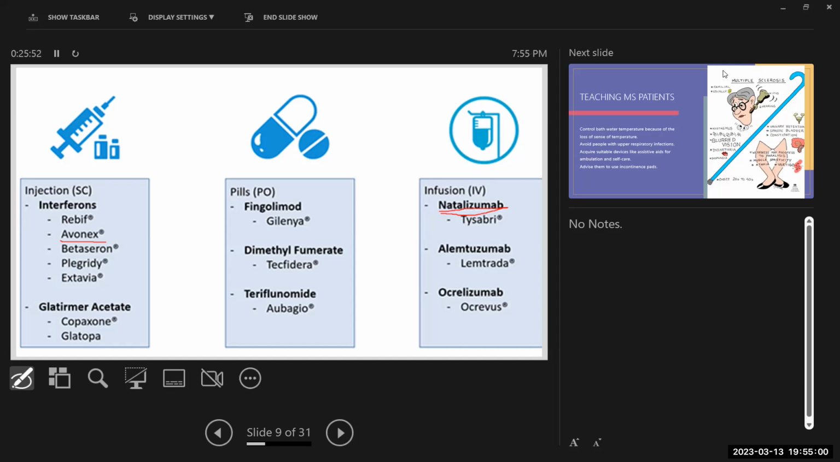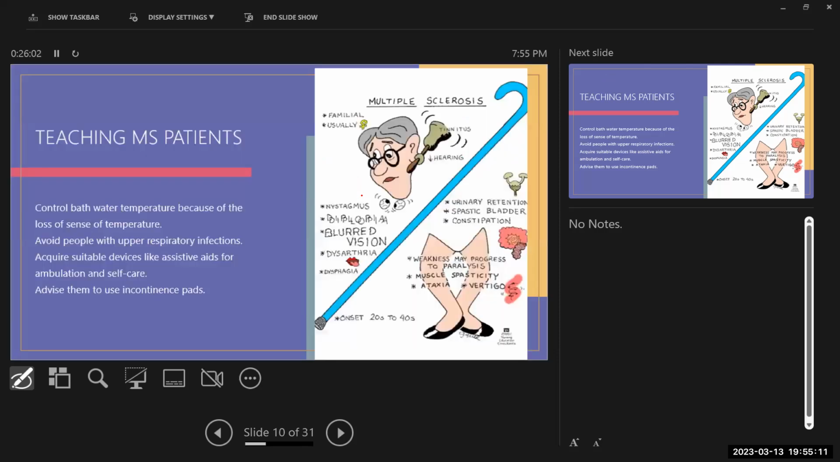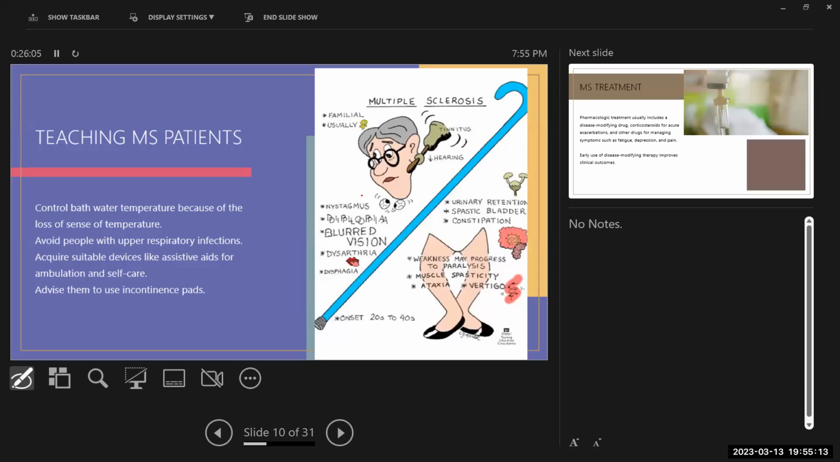All right, so there are also pills that are available if patients don't like taking shots. So let's go on, let's take a look at each of these different medications. So some things to teach patients with multiple sclerosis.